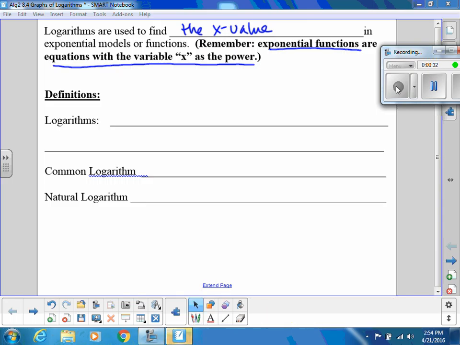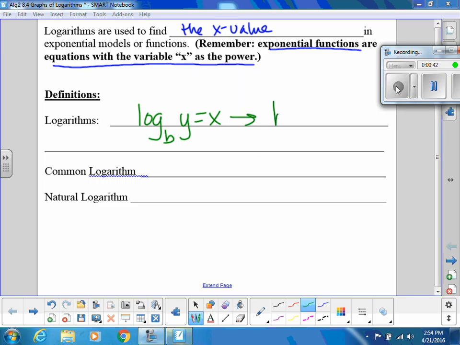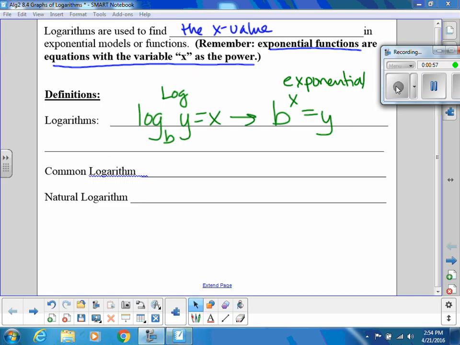And we also said that a logarithm by definition looks like this. If I have log of any base b, of y equal to x, that's going to be the same as saying that base b to the x power is equal to y. And we remember we said this was the exponential form, and this was the logarithmic form. So the logarithmic form depends on the exponential form. That's how we define it.